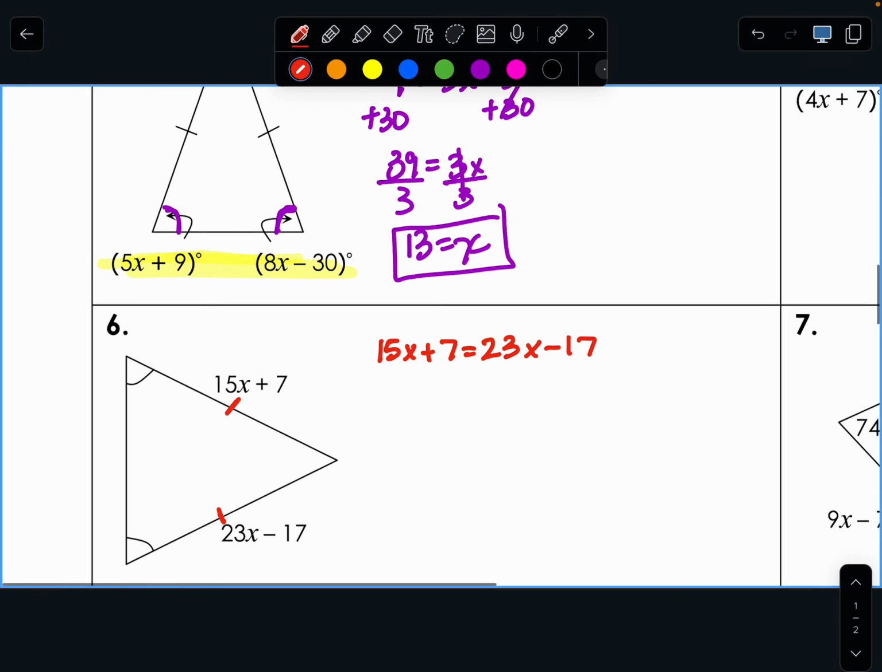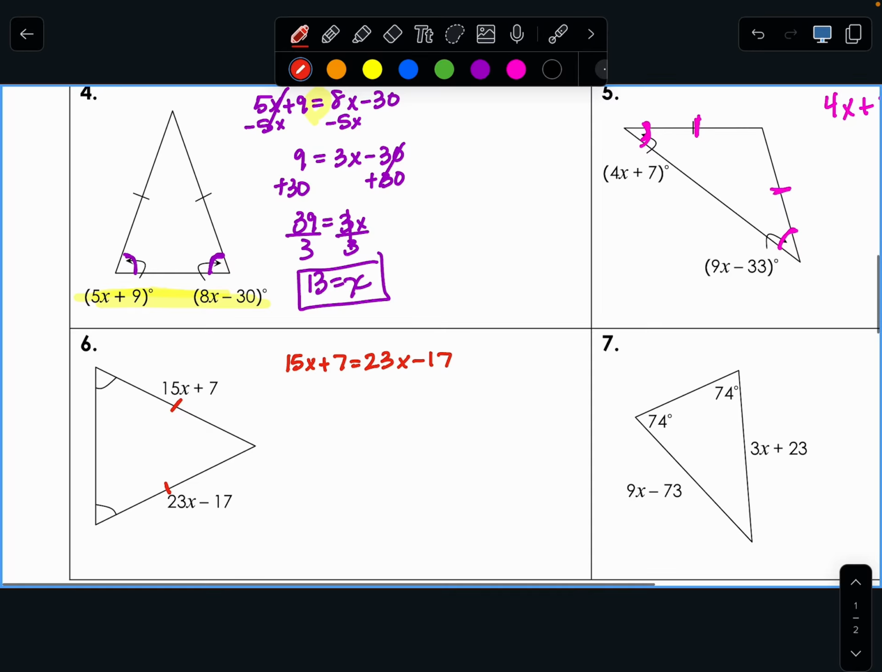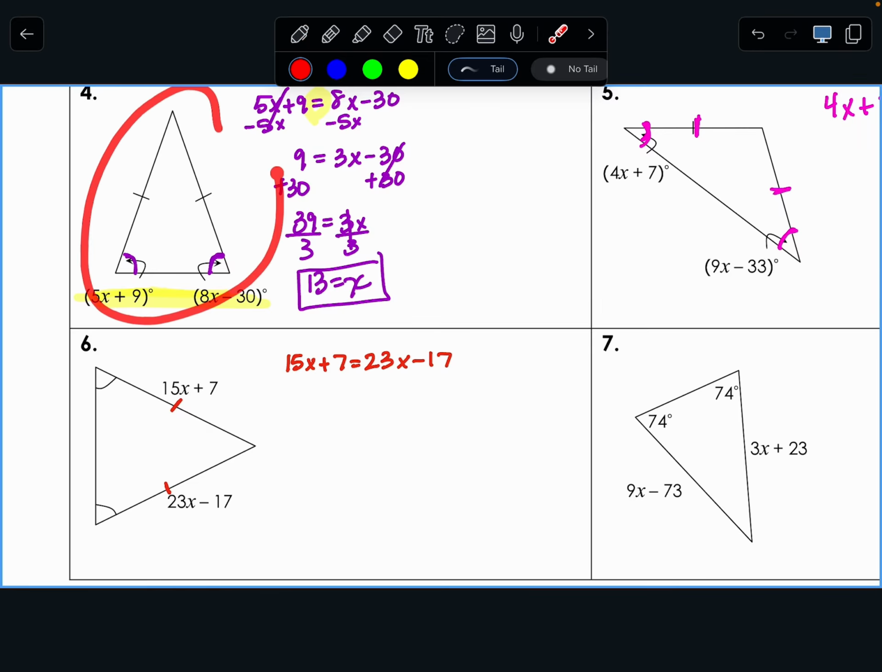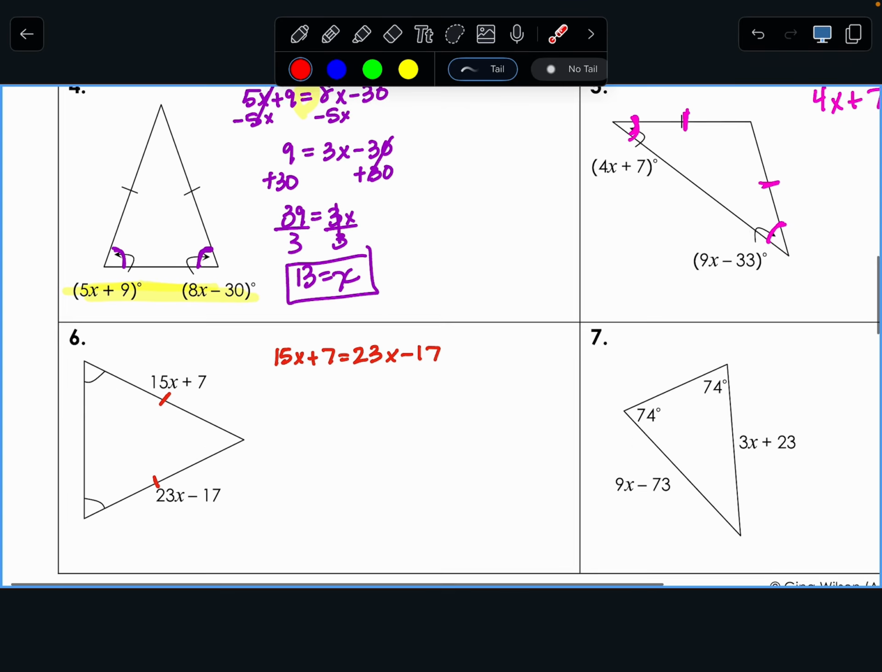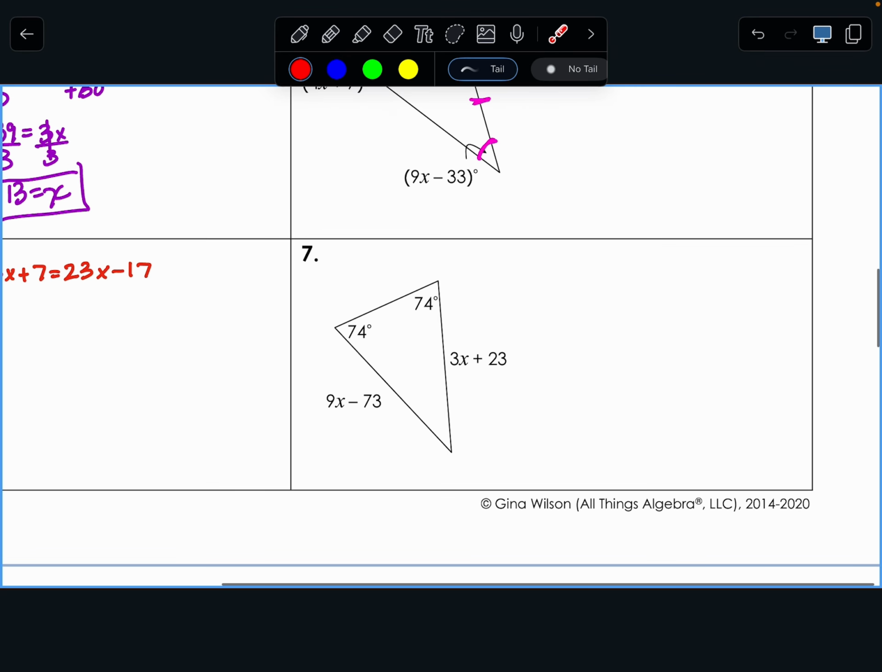Notice the difference in the way the triangles are laid out. Get used to looking at these. Like here it is with the vertex forward. This is the vertex on the right. This is the vertex, I don't know, leftish or rightish. Here's one upside down. It's not that it changes anything. It changes how you visualize it.